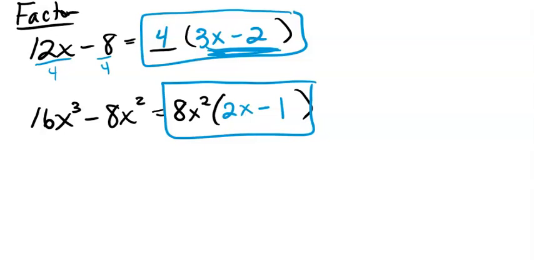This type of factoring is called factoring out the GCF, the greatest common factor. This is actually the first step of all of the factoring that we're going to do.